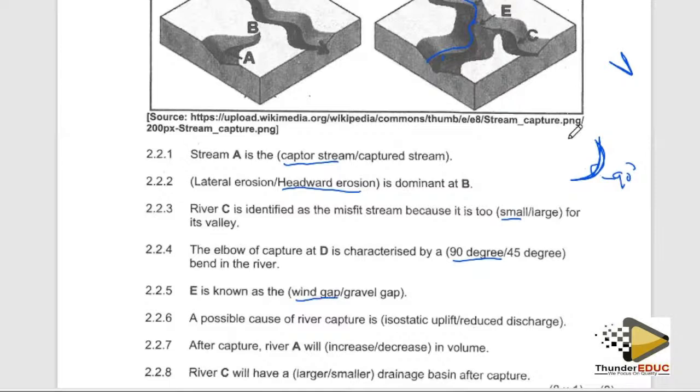2.2.6, the possible cause of river capture is isostatic uplift or reduced discharge. When I say reduced discharge, this is the same as less water, and we know the lower the water, the weaker the river. However, isostatic uplift will result in the velocity of the river increasing, making it able to erode through the watershed, causing the stronger river to capture the weaker river. So isostatic uplift will be our correct answer.